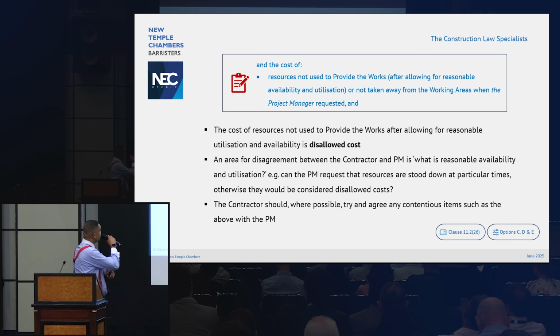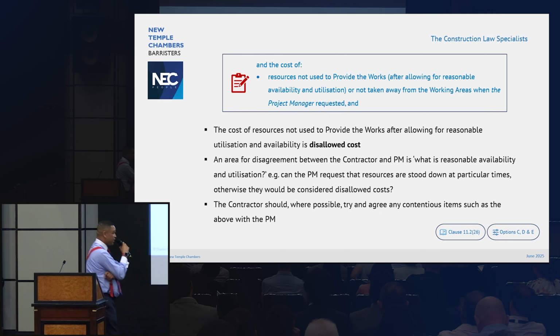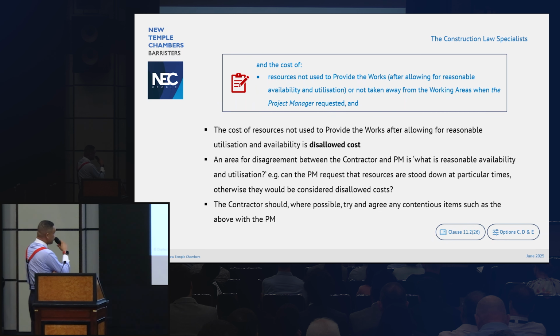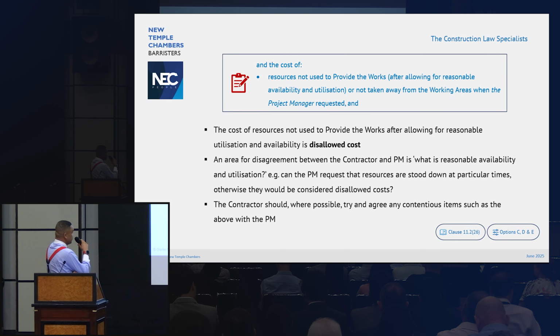Now, the cost of resources, and this is an interesting one, not used to provide the works. And the key part for me, where I've been asked to advise, is after allowing for reasonable availability and utilisation. Well, how is that assessed? What's reasonable utilisation and availability? And that's an area of considerable disagreement between the parties. And I've just given an example. I've said the PM requests that resources are stood down at particular times. Should that be disallowed cost or not?